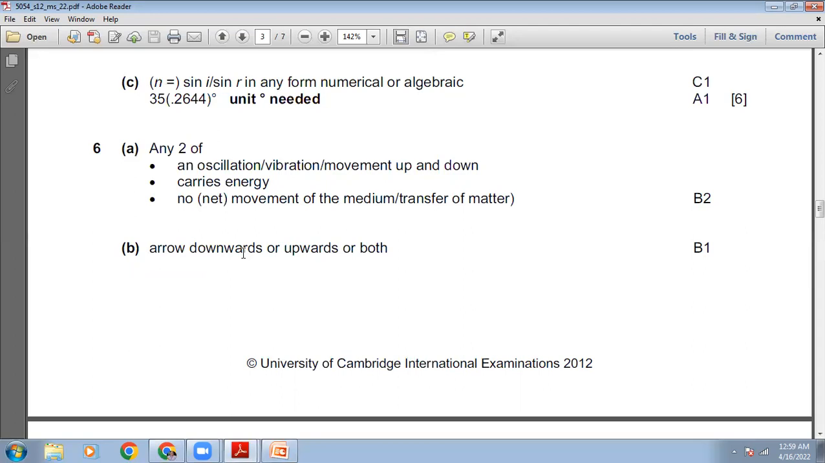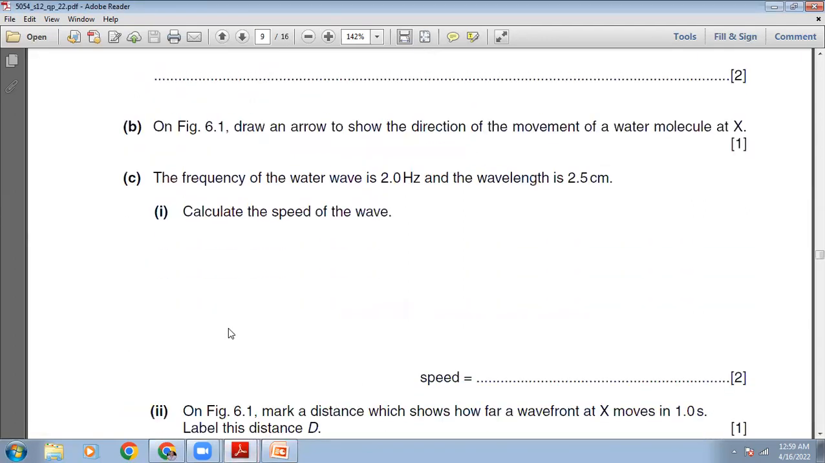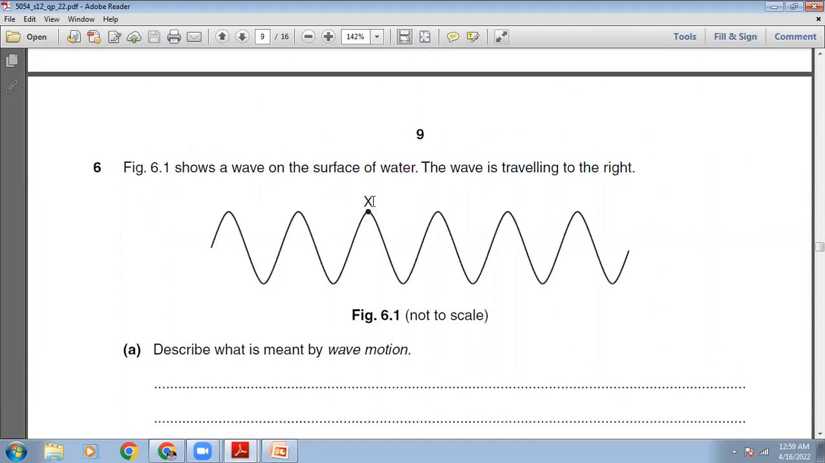No net movement. Okay, so our answer is right. Then figure 6.1, on the figure 6.1, draw an arrow to show the direction of the movement of a water molecule at the X. So because the wave is going to the right, what is happening here? What is about to happen here is exactly what is behind this point. So it's downwards, so the particle here will go downward.